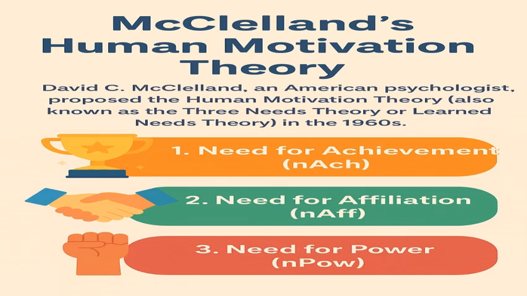David C. McClelland, an American psychologist, proposed the human motivation theory. It is also known as the three needs theory or the learned need theory, in the 1960s. The three needs are the need for achievement, the need for affiliation, and the need for power.